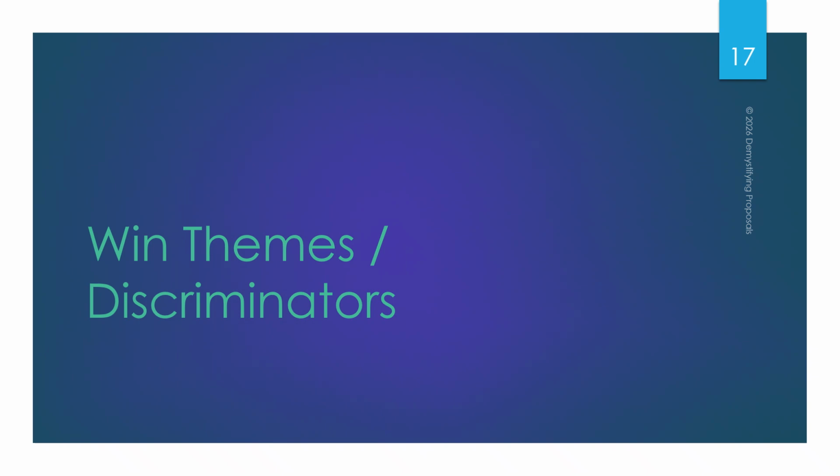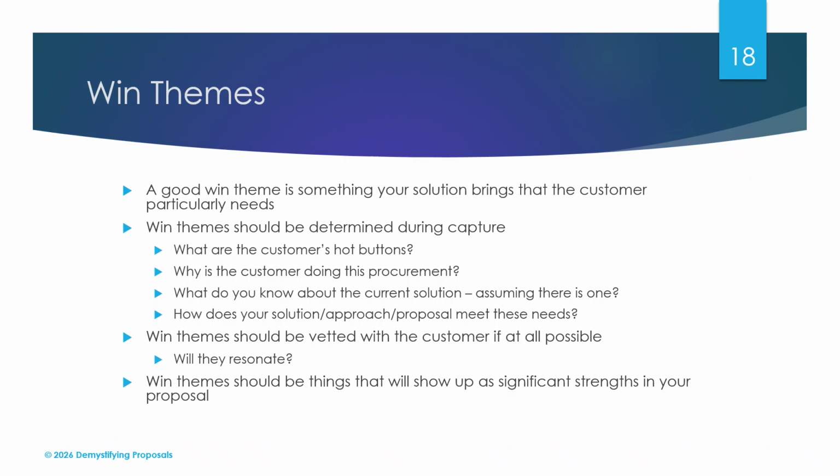When you talk about proposals and compelling, most people think of win themes and discriminators. A good win theme is something your solution brings that the customer particularly needs. So, in a perfect world, win themes should be determined during capture. What are the customer's hot buttons? Why is the customer doing this procurement? What do you know about the current solution, assuming there is one? How does your solution or approach or proposal meet these needs?